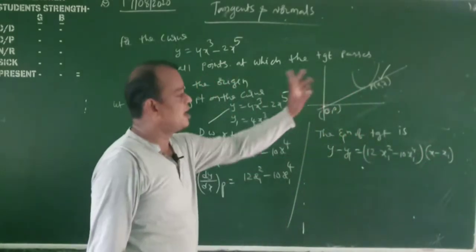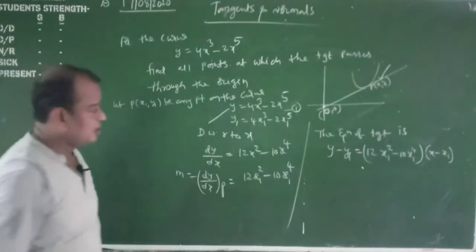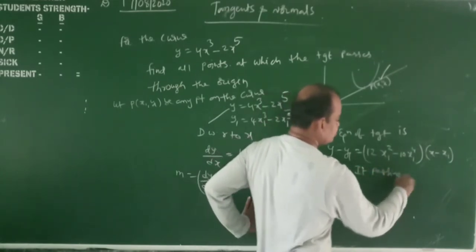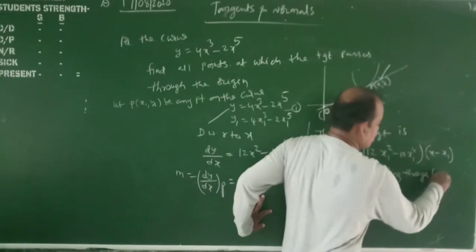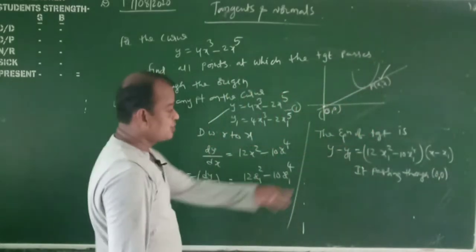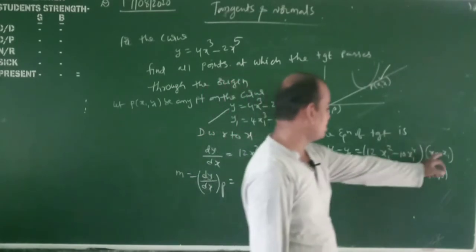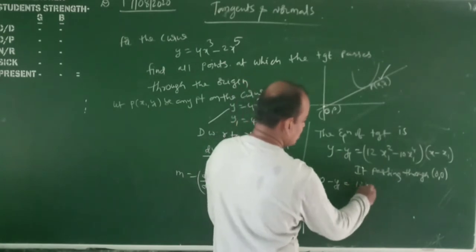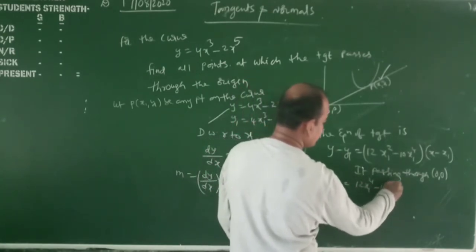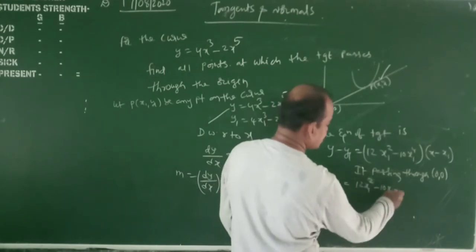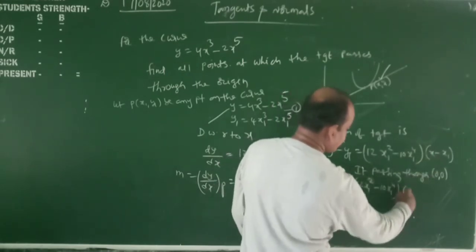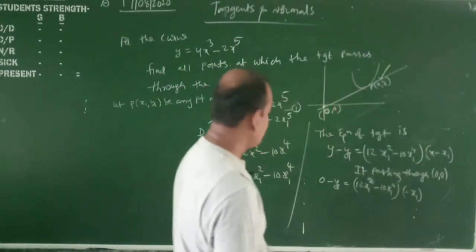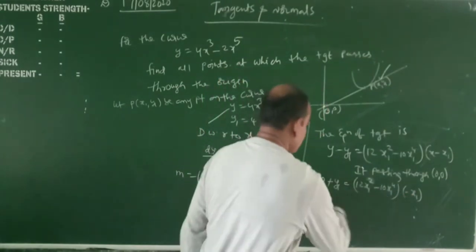But the tangent passes through the origin. That means it passes through (0, 0), so we substitute 0 at x and y. x1, y1 are numerical values, so you cannot substitute them at x and y. Substituting, 0 minus y1 equals (12x1 square minus 10x1 power 4) into (0 minus x1). Now minus y1 equals minus x1 times that, so the minus signs cancel.